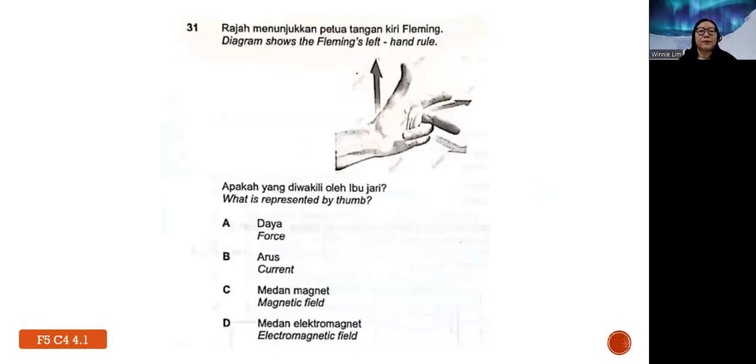31. Diagram shows Fleming's left-hand rule. What is represented by the thumb? We always have the short form F, B, I, where F refers to force, B is the symbol for magnetic field, and I is current. So the thumb is actually force. It's kind of easy for 31.